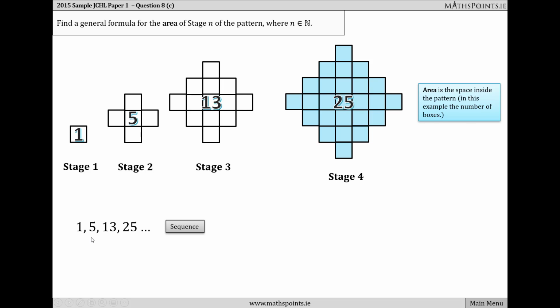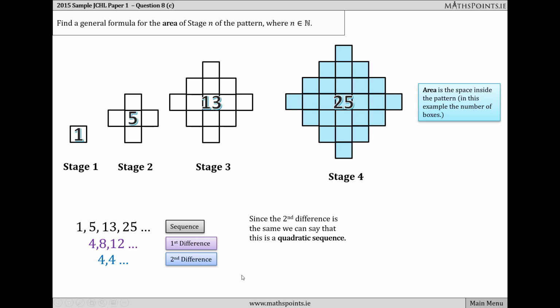So the difference between 1 and 5 is 4, 5 and 13 is 8, and 13 and 25 is 12. The first difference isn't the same, so it's not a linear sequence. And so what we need to do now is to find the differences between these differences. The difference between 4 and 8 is 4, and 8 and 12 is 4. A pattern where the second difference is the same is called a quadratic sequence. Like I said, had it been a linear sequence, the first difference would have been the same, and that was the pattern that we had in 8b for the perimeter.